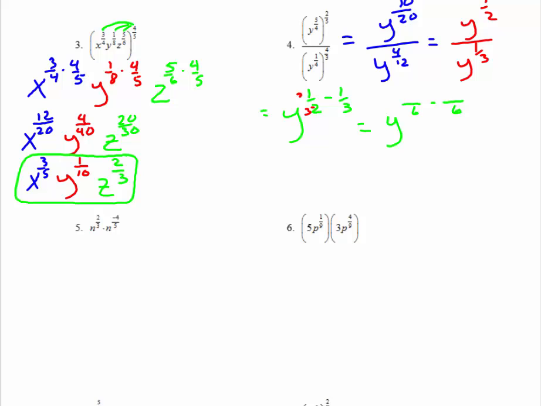This one gets multiplied by 3, so 3 times 1 is 3. This one needs to be multiplied by 2, so 1 times 2 is 2. So we end up with y to the 1/6 as my final answer.